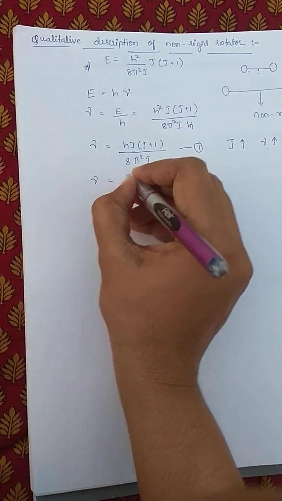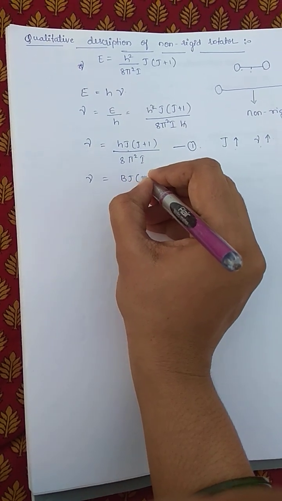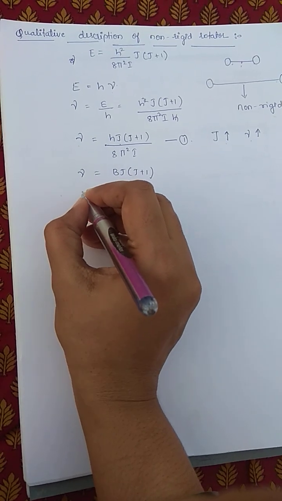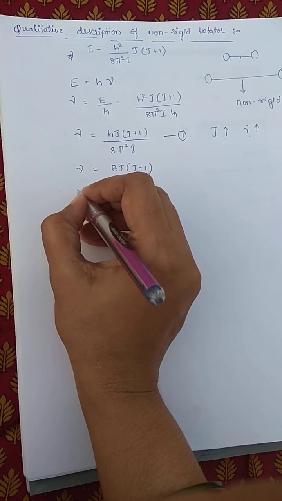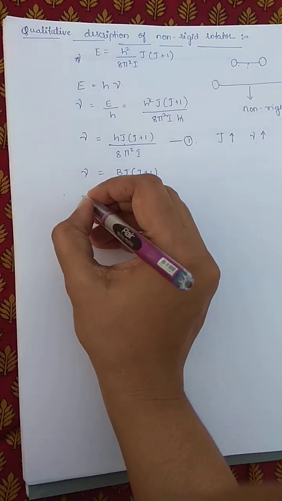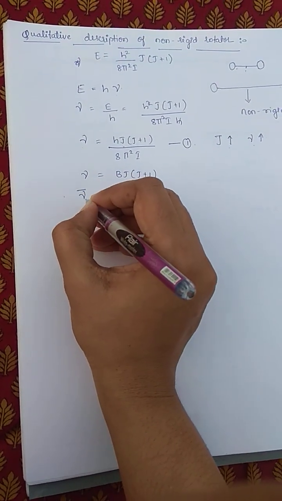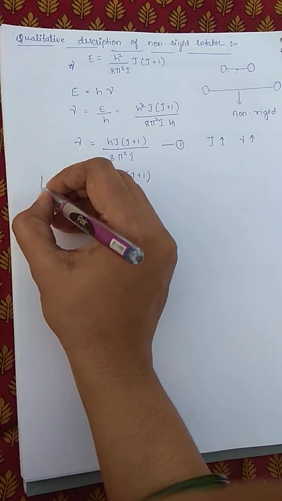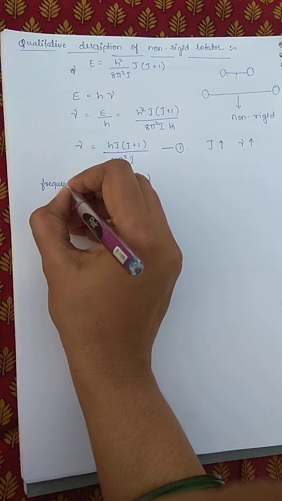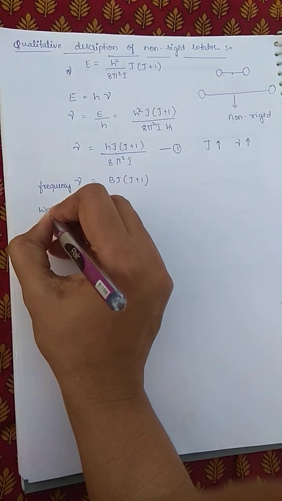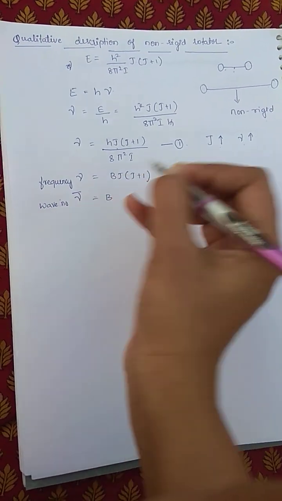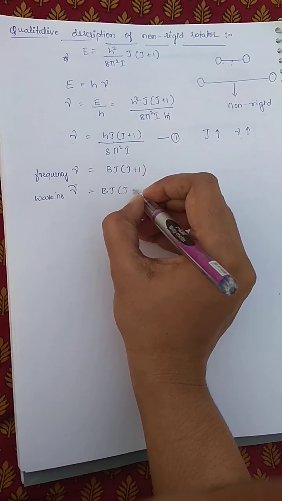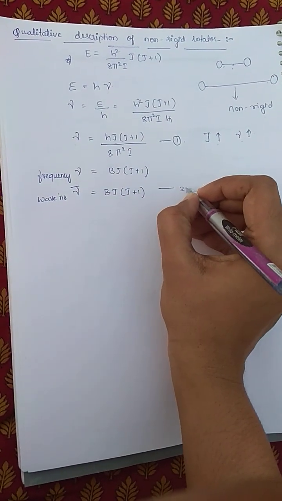We can write mu is equal to B J into J plus 1. So for the wave number of a rotational level of a rigid rotor, the wave number is denoted by mu bar. Instead of mu, which we take in terms of frequency, in terms of wave number it is mu bar. Hence this can be written as mu bar is equal to B J into J plus 1. Call it equation number 2.